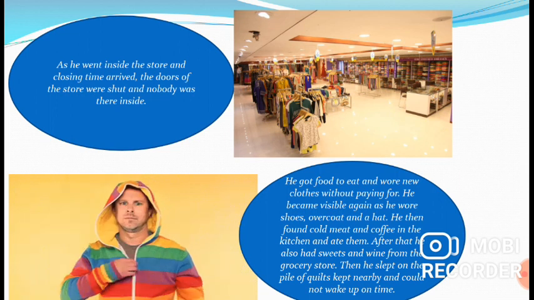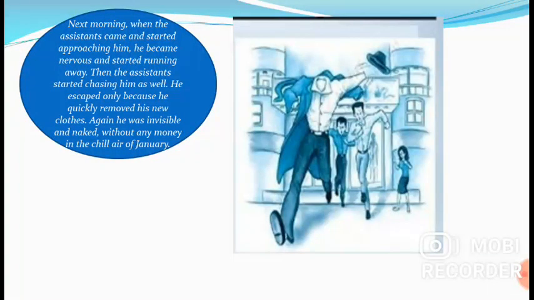Everything was going very fine, and everything might have stayed fine had Griffin managed to wake up early in the morning. But he couldn't wake up early. Next morning, the shop got opened. When the assistants came and started approaching him, he became nervous and started running away. The people who worked in the shop came, opened the shop, and found a man sleeping in their shop. They went toward that man, and when the scientist Griffin saw those men coming toward him, he started running.